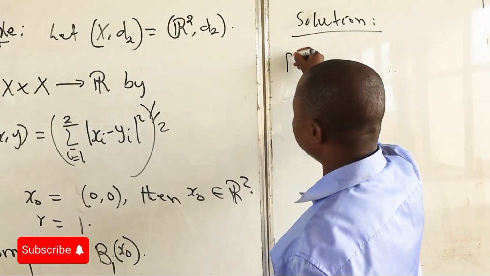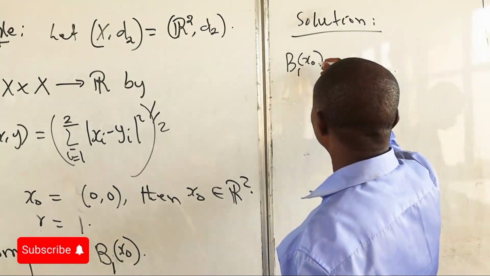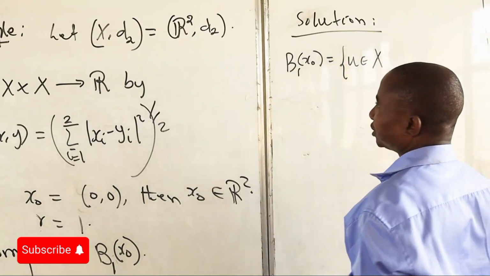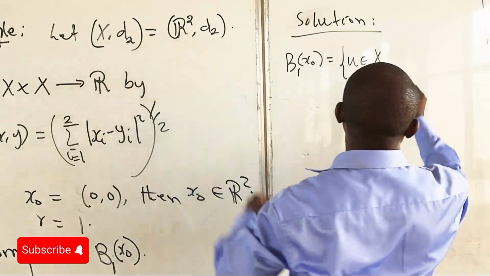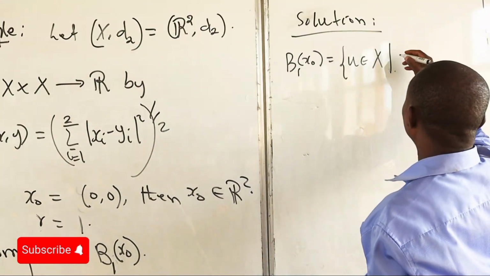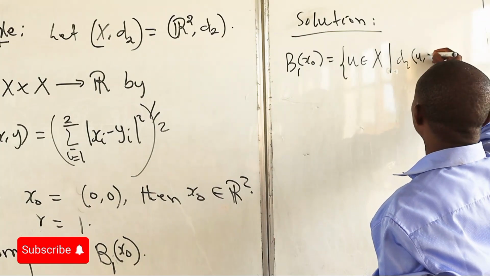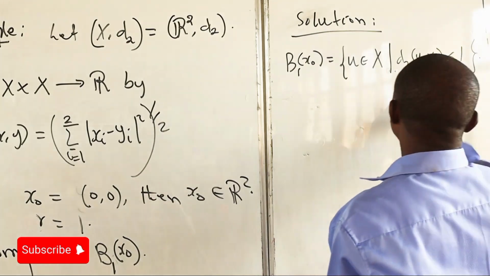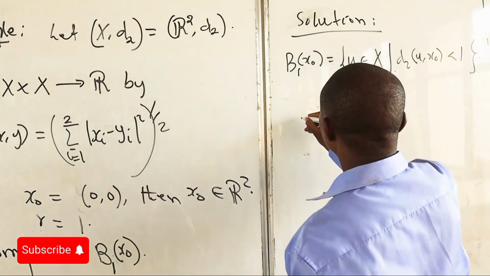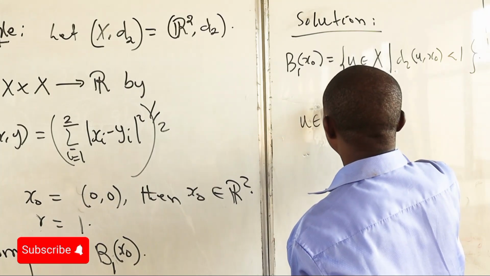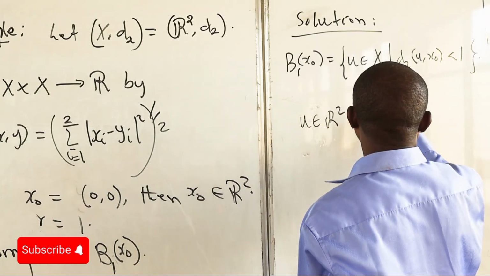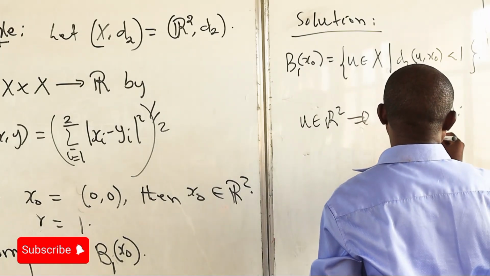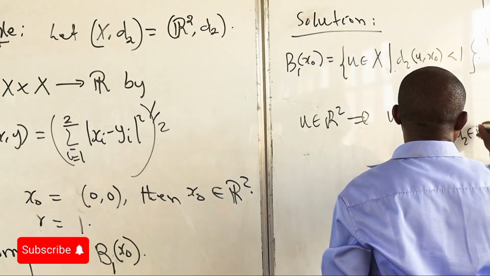By definition, B(x0, 1) is the collection of all u in capital X, our X is R2, such that d2(u, x0) is strictly smaller than 1. Good. We know who d2 is. Please don't forget, u belongs to R2 means that u has the form (u1, u2), where u1 is a real number and u2 is also a real number.